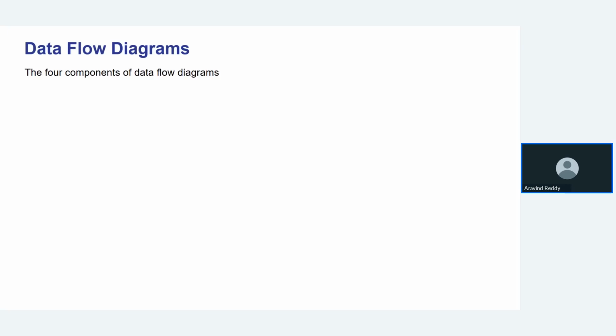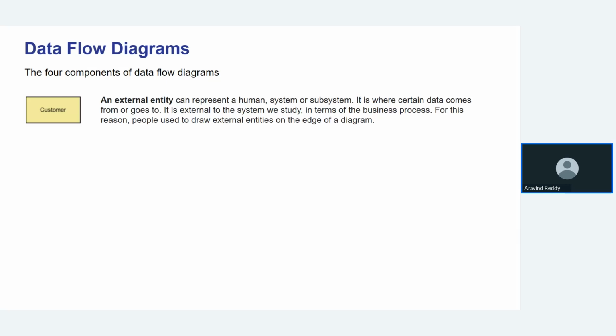So, four components of a data flow diagram. One is the customer, an external entity. It represents the human. For example, whatever the application, there is a user, right? So we call it a customer. In our hospitality example, who is the customer? The patient, right? Sometimes maybe the doctor also, as he is going to use our application. It represents the human and system or subsystems. Certain data comes from and goes to an external system, which we study as a business process. For these reasons, people draw external entities at the edges of the diagram. So this is the thing we'll go with, the customer.